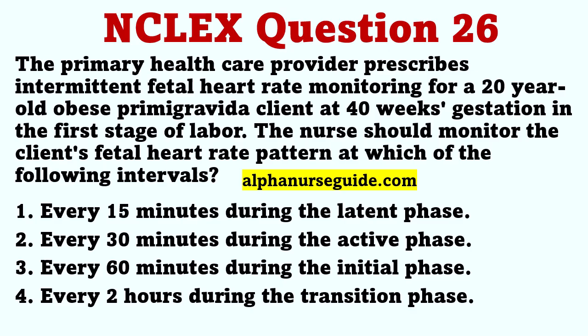During the latent phase, intermittent monitoring is usually performed every 2 hours because contractions during this time are usually less frequent. During the transition phase, intermittent monitoring is performed every 5 to 15 minutes because the client is getting closer to birthing the baby. There is no initial phase of labor.